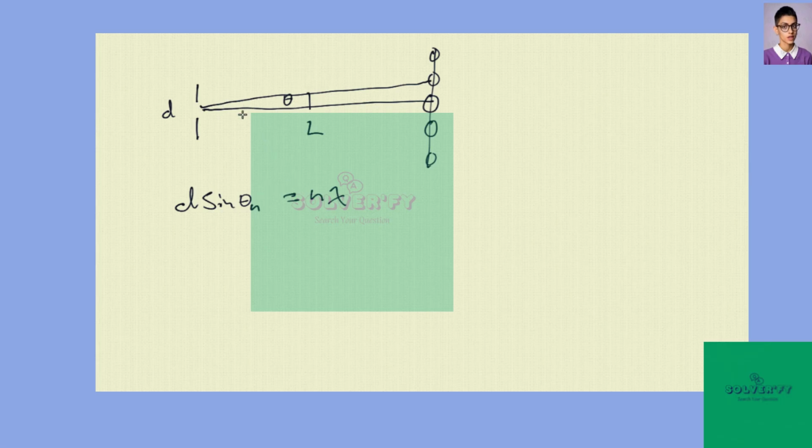Now in this problem, they want us to find the distance between the bright spots near the central bright spot. So that would be this distance, which I'll call x. Okay, if we look at this triangle here, x over L is tan theta. Right, this is opposite over adjacent.